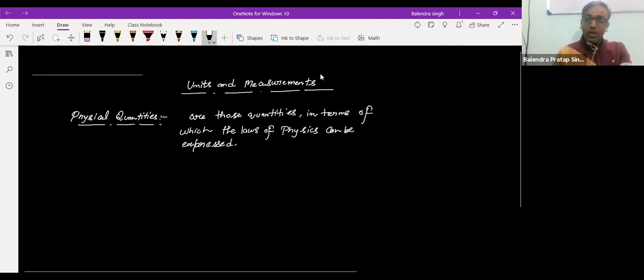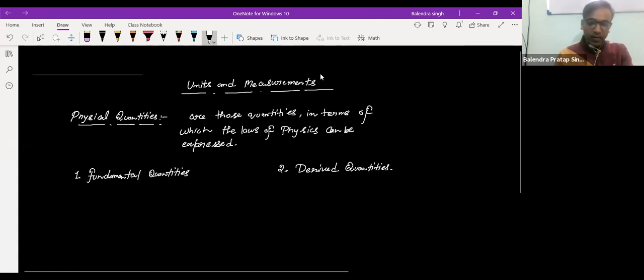So the physical quantities are basically of two types. The one is fundamental quantities, and the other one is derived quantities.